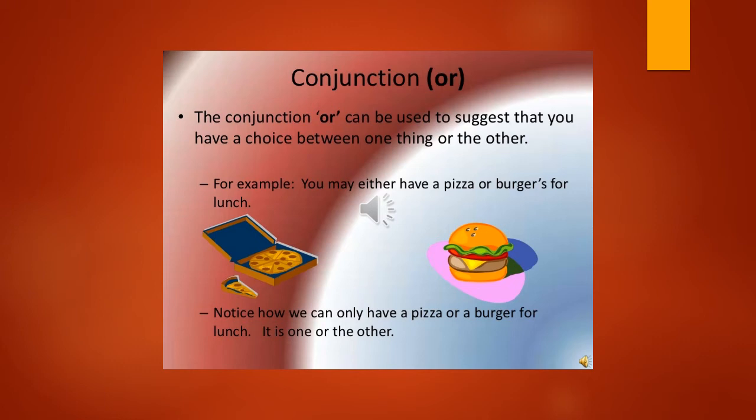The conjunction or can be used to suggest that you have a choice between one thing or the other. For example, you may either have a pizza or burgers for lunch. So here we can only have a pizza or a burger for lunch. That means either one of them. It is one or the other. We cannot have both. So or is used to have a choice between two things.